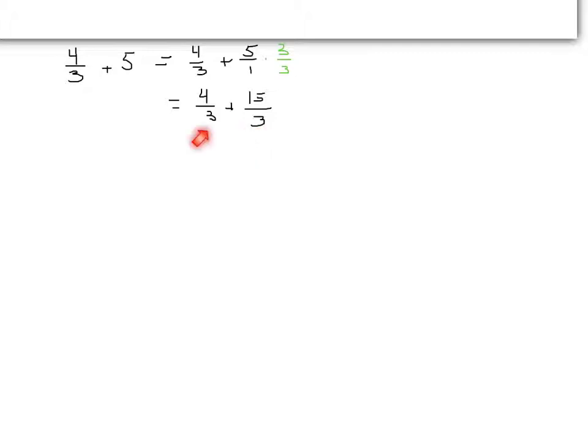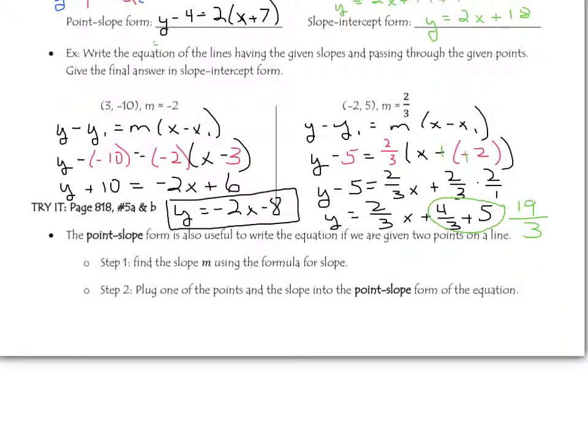Okay, let's look at this step. We have two fractions being added together. They have the same denominators, so all we do is add the numerators and keep the same denominator. And so that is the result that we are looking for, that 4/3 plus 5 equals 19/3. So when we go back up to look at our equation, we combine 4/3 and 5 and we get 19/3. So our final equation, which I'll write in red down here, y equals 2/3 x plus 19/3.